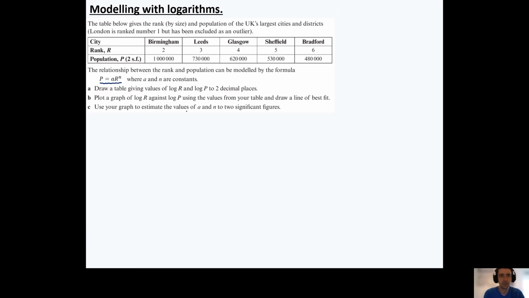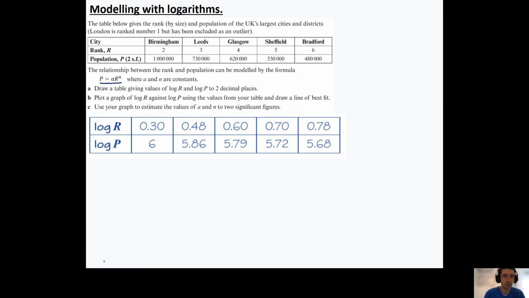And the first thing we're being asked to do is to draw a table giving values of log R and log P to 2 decimal places. So all that's required for that is to log each value in the table, base 10, and to draw up a separate table with those values. So I've just cut the one from the book, and you can see it there. Here are your log R values going across here, and here are your log P values.